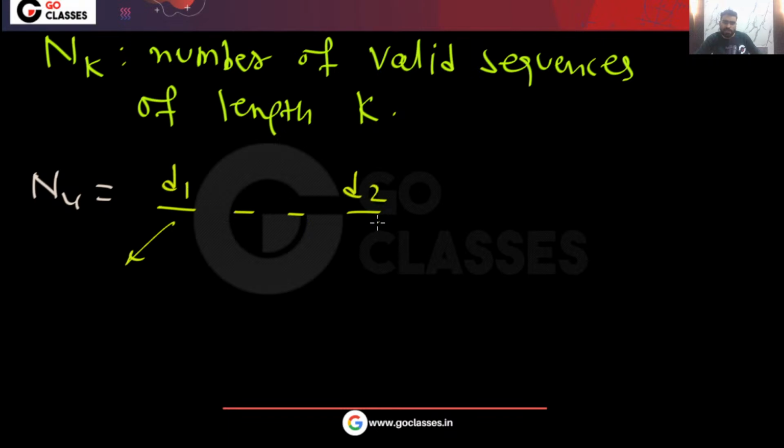Here you can put any digit. So there are 10 ways here. There are 10 ways here. The first and last character must be a digit. Okay. Now what you can do?